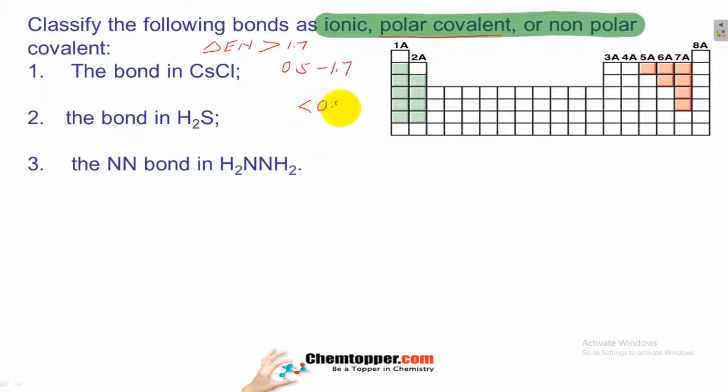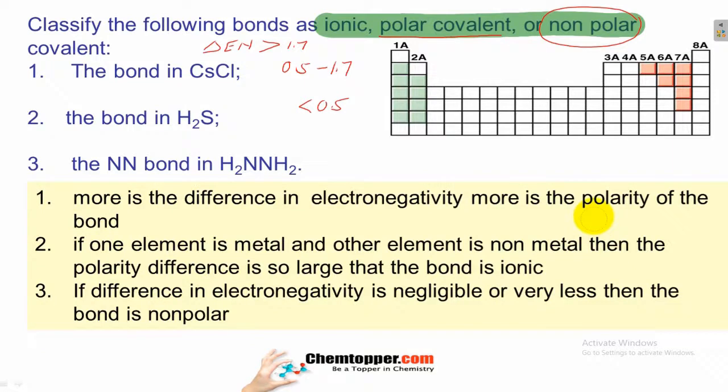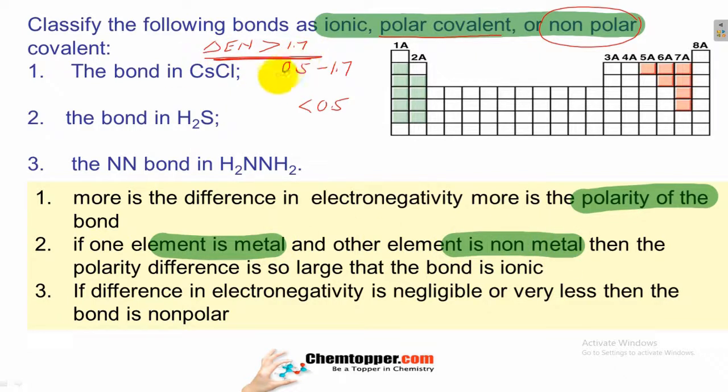More is the difference in electronegativity, more is the polarity of the bond. If one element is metal and other element is non-metal, then the difference in electronegativity will fall in the range of more than 1.7. Then it is ionic bond. If the difference in electronegativity is negligible or zero, then it is going to be a non-polar covalent bond. Now we are ready to answer questions.